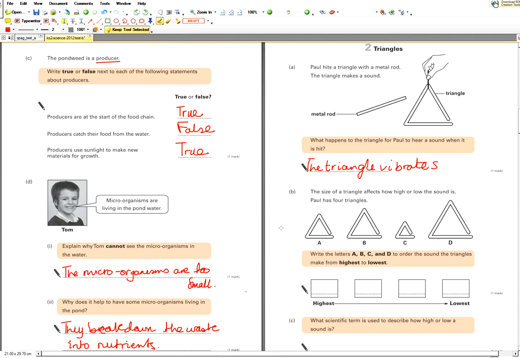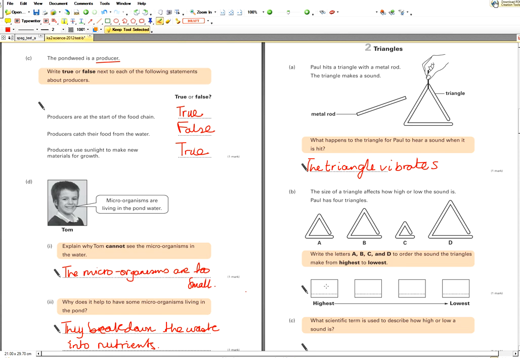The size of a triangle affects how high or low the sound is. Paul has 4 triangles. Write the letters A, B, C, and D in order to order the sound the triangles make from the highest to the lowest. Okay, Mr. Rion, go for it. So what will make a high noise, a high note? C. The smaller the triangle, the higher the note. Yes, that's right.